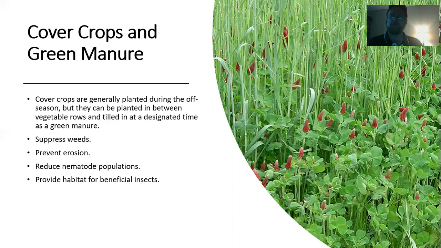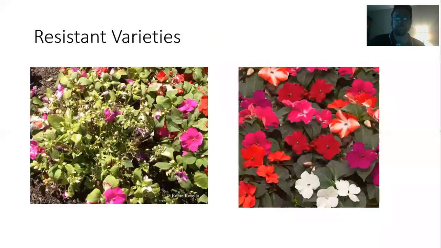While they're growing, they suppress weeds, and prevent other plants from growing up in that same space. They just crowd them out. They also, because of the presence of the roots there in the soil, prevent erosion. They can have beneficial effects in reducing the populations of nematodes. And also really important, they can provide habitat for beneficial insects.